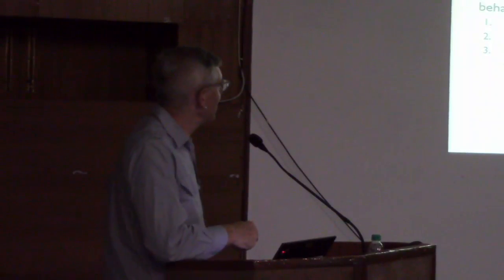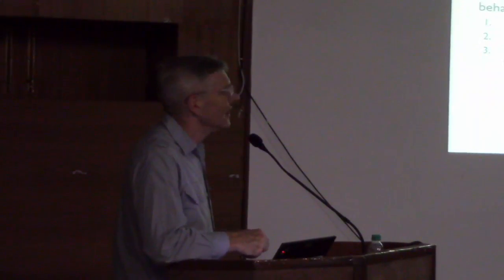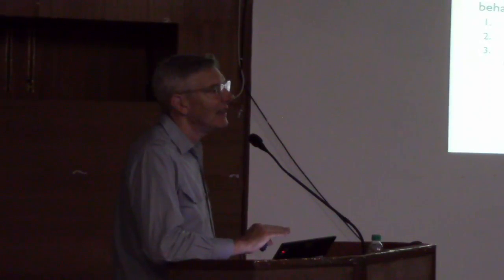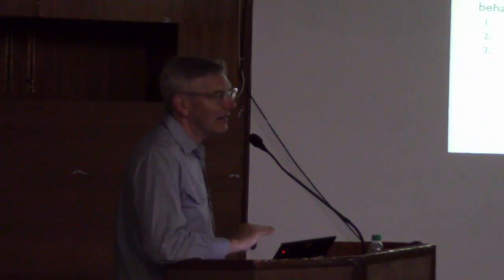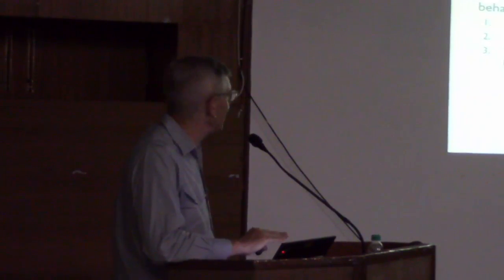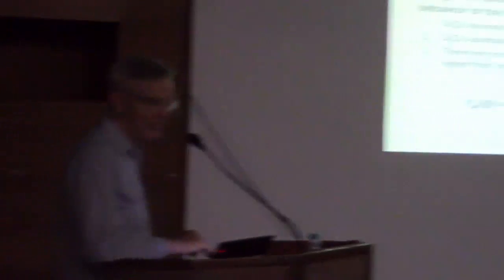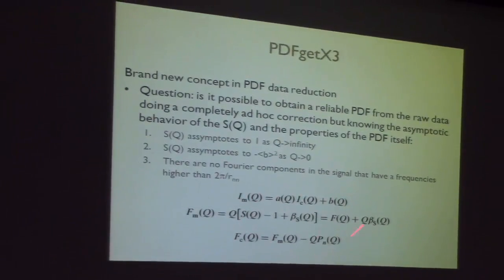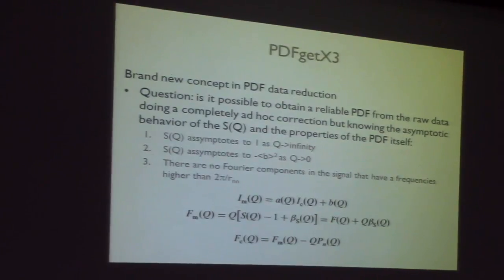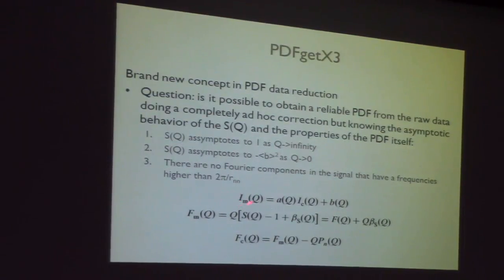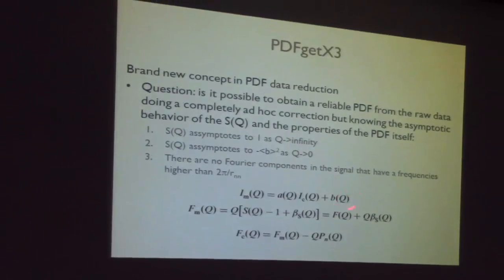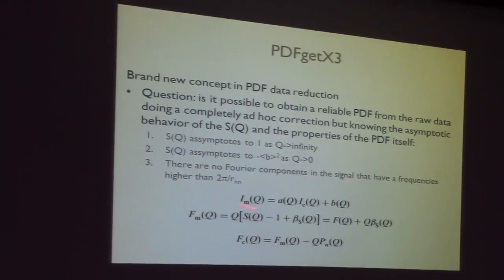And so what we can do is we can actually fit polynomial functions to the data as long as we ensure that no frequency can be in that fit which is higher than that. So that's the whole basis for PDF-GetX3. These are the equations that we worked out, and this is Pavel's paper, Pavel Juhas. So we basically say that the measured intensity is equal to the intensity that we're after times a multiplicative correction and an additive correction. This is always true.